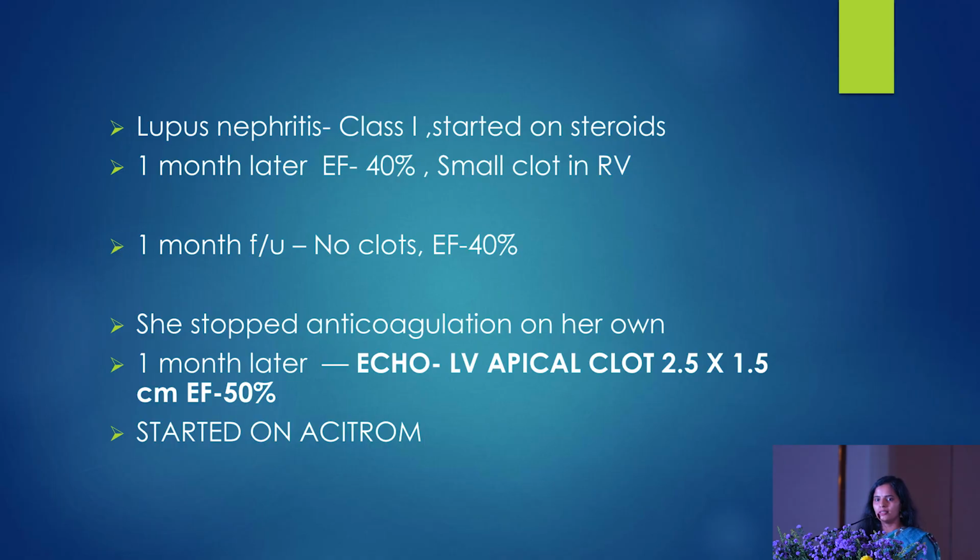A month later, the clots in the RV were resolving and the EF had improved up to 40%. At a month follow-up, there were no clots in RA, RV with the improved EF of 40%. The thing is, now she stopped the anticoagulation on her own. So a month later, echo showed LV apical clot measuring 2.5 by 1.5 with an EF of 50%. So we commenced acitrom again.